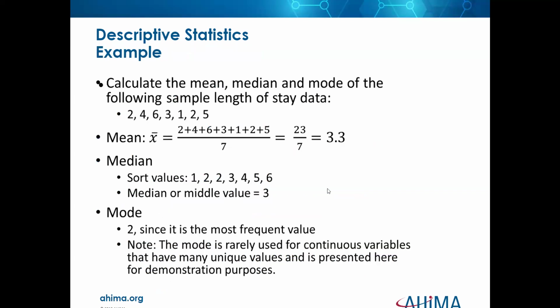So let's take a moment and calculate these. And as you can see, for the mean, we add up the values and get 23. And then we divide them by the number of observations, which is 7, and we wind up with 3.3. To get the median, we would sort these. And the middle value here is 3. And then the mode is the most frequently occurring value, which is 2, because it's 2 times out of the 7 observations.